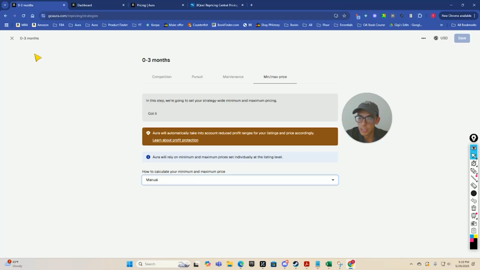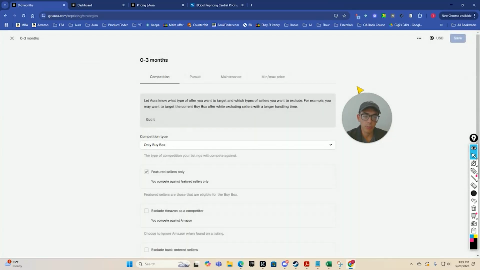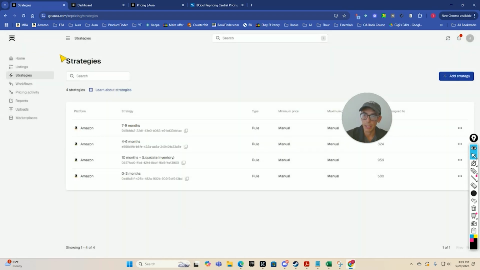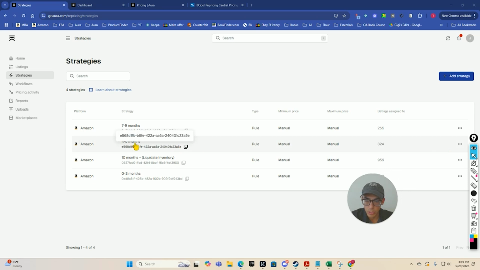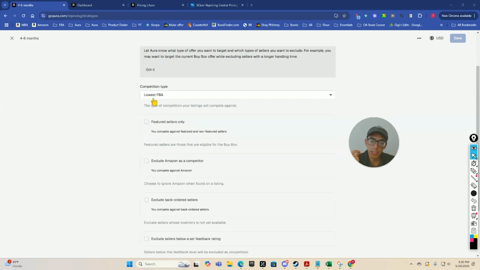When you're done with that, you can click save, and you then have the opportunity to name it once you've saved it. So I've gone ahead and named it 0 to 3 months just to make that as simple as possible. Now what I'm going to do is show you the 4 to 6 month rule. And again, you just do the same thing, add the strategy, and I'll go through it a little bit quicker here. The biggest difference is that now we're competing against the lowest FBA offer. We're no longer going to try to win the buy box.